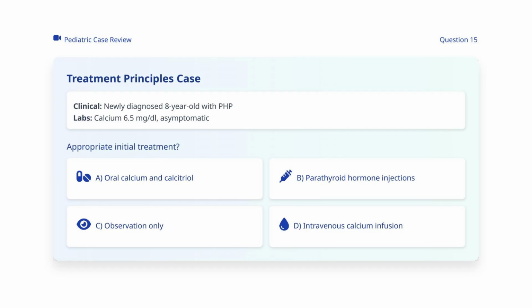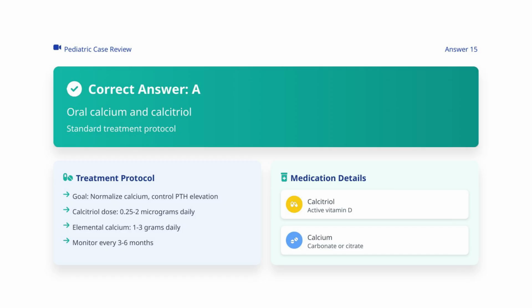A newly diagnosed 8-year-old with pseudohypoparathyroidism has calcium 6.5 mg per deciliter but is asymptomatic. What is the appropriate initial treatment? Option A, oral calcium and calcitriol. Option B, parathyroid hormone injections. Option C, observation only. Option D, intravenous calcium infusion. Consider appropriate therapy for chronic hypocalcemia. The correct answer is A, oral calcium and calcitriol.